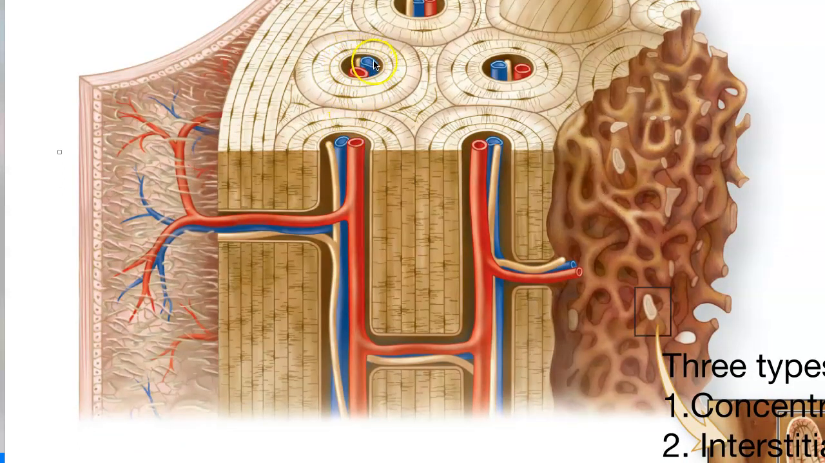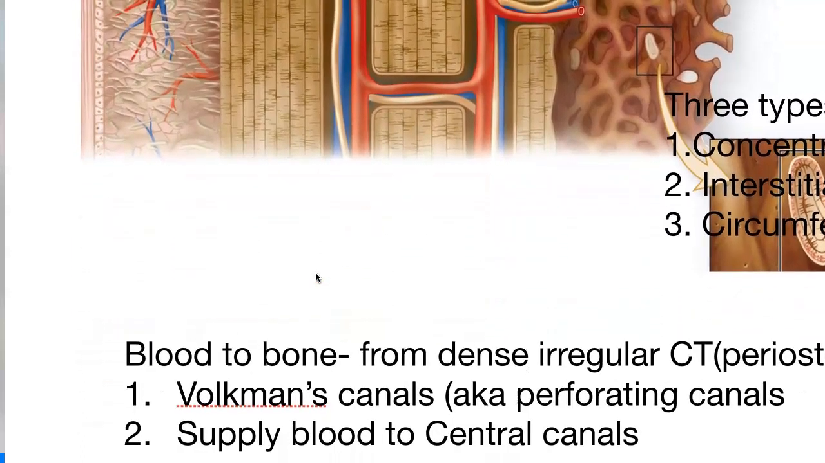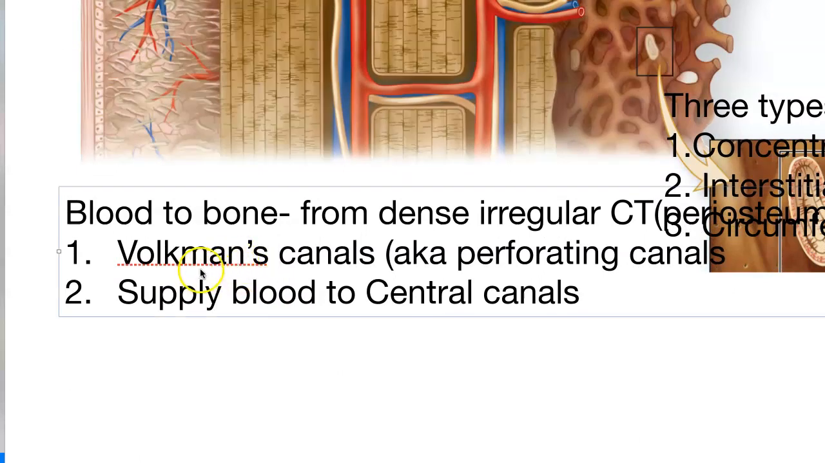We know the central canal is the source of blood for our osteons, but where does the blood come from? It's coming from the periosteum. Remember, dense irregular connective tissue is very rich in blood. So we are going to have these blood canals called perforating canals. Perforating because they're going through a little hole in the bone to allow the blood to go in there. Perforating canals, aka Volkmann's canals. Volkmann's canals, aka perforating canals.